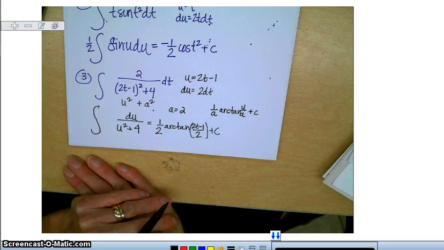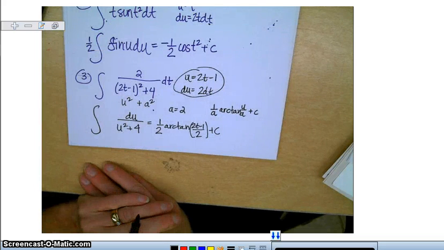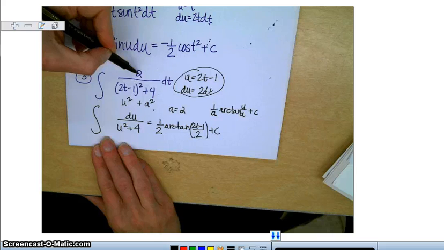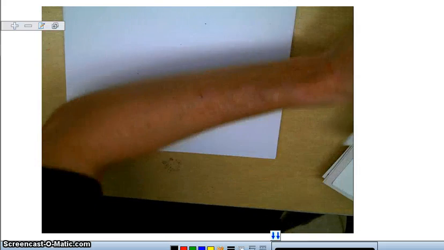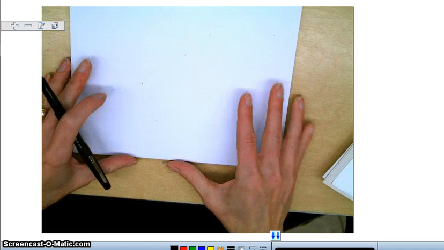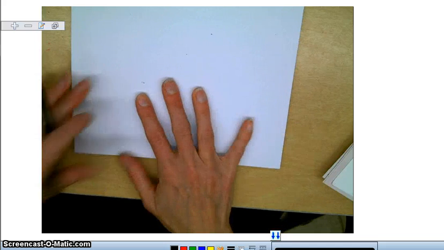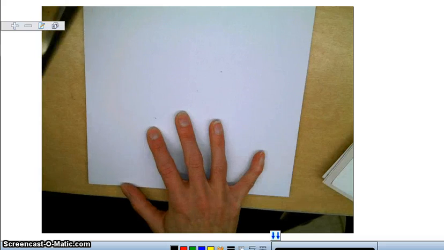Now, was it necessary that we did this substitution to start with? Yes, it is very necessary, just because it took care of that number here, too. All right, let's take a look at another one. The integral of the tangent of 2 over t squared dt.